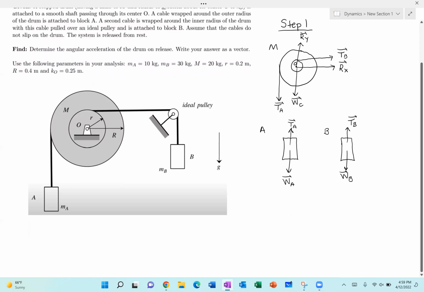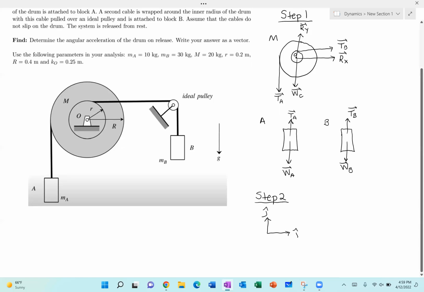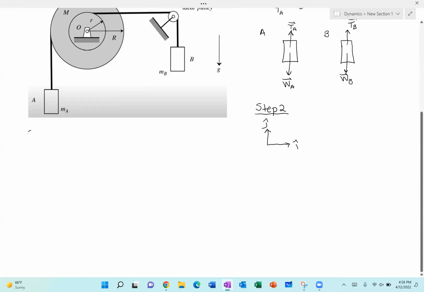And step 2 is to make a coordinate system. So we're going to use I and J. Next, we can move on to step 3, where we write all the forces in vector form.